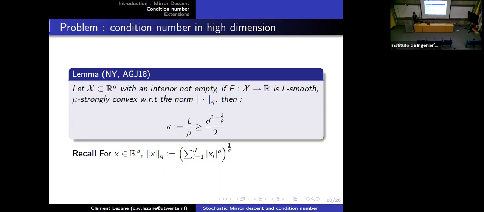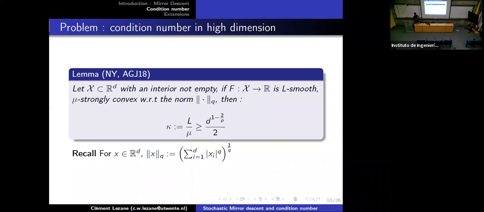And yeah, so 1 minus 2 divided by Q is going to be bigger than 0. So you can see you're going to have a condition number that increases with the dimension. And consider, if you have D equal to a million, as for a neural network, then you have a really big condition number.